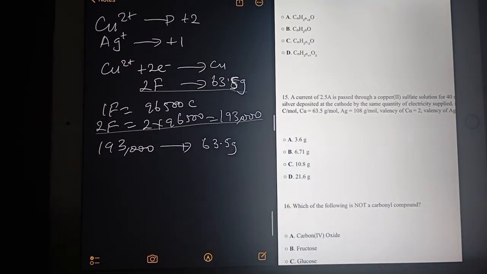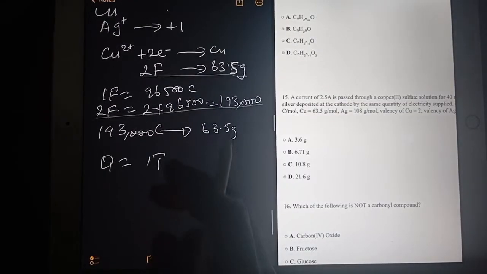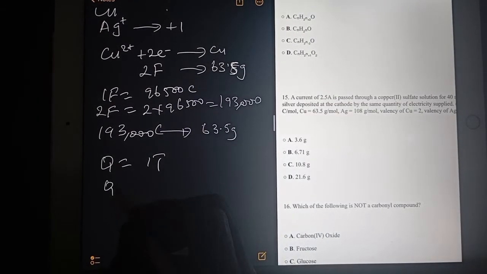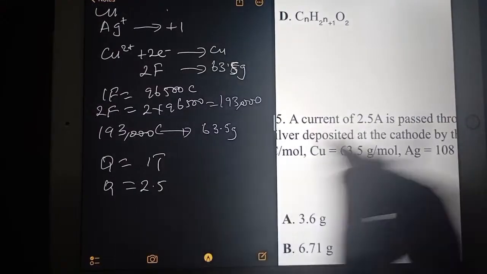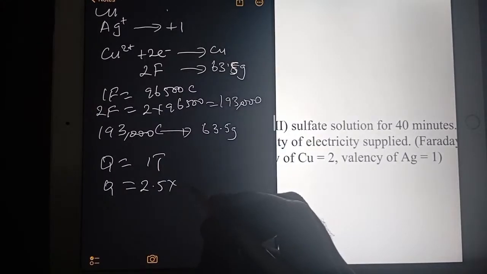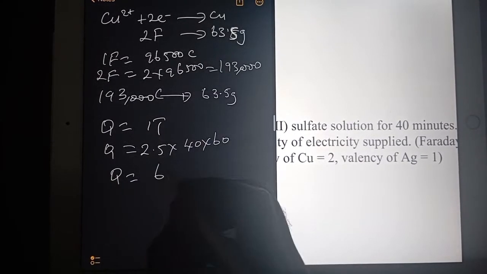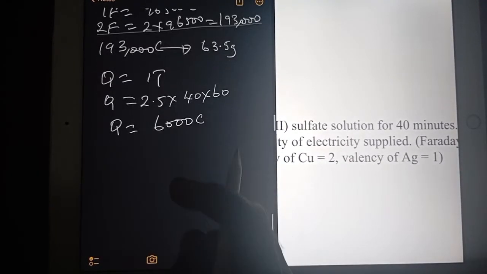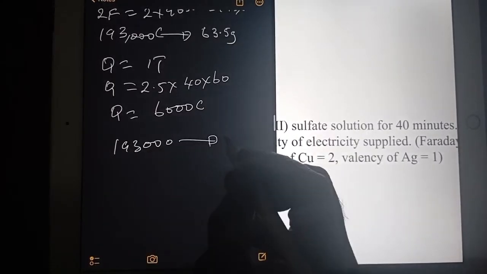So we now go to the quantity provided. The formula for quantity is current times time. The current provided in the question is 2.5, and the time was 40 minutes, but time must be in seconds. 1 minute is composed of 60 seconds. Therefore, we are going to have 40 times 60, by 2.5. At the end, the quantity here is 6,000 coulombs. That's the quantity supplied. Then you ask yourself, 193,000 was able to discharge what?